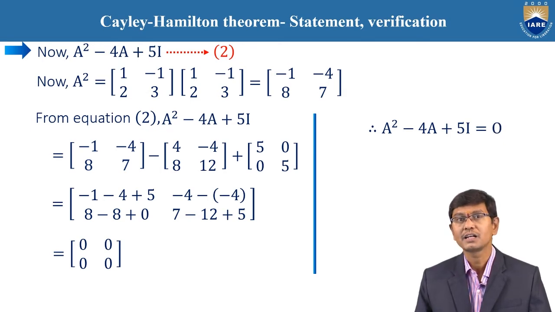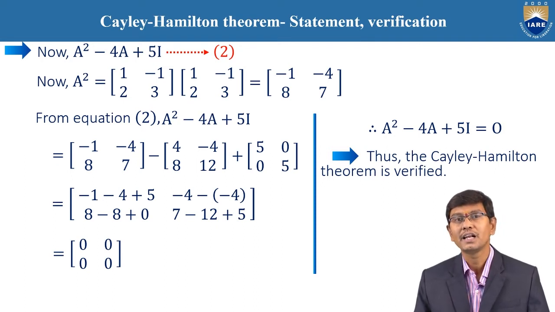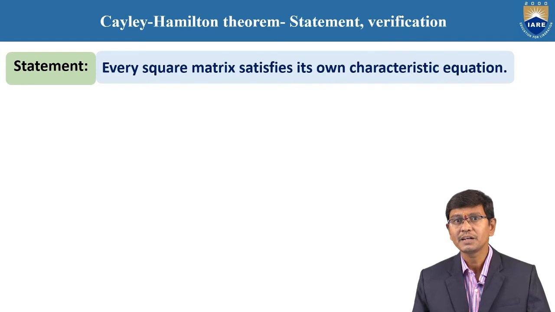Therefore, A square minus 4A plus 5I is equal to 0 is verified. This is the meaning of the Cayley Hamilton theorem. It is verified properly. Why? Because according to the statement of the Cayley Hamilton theorem, every square matrix satisfies its own characteristic equation. By the definition, using the calculation, we obtained the characteristic equation, and that equation is satisfied by the given matrix. Therefore, it clearly satisfies the Cayley Hamilton theorem. Once again, remember the statement: every square matrix satisfies its own characteristic equation.